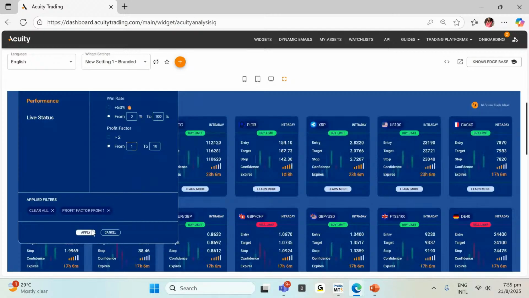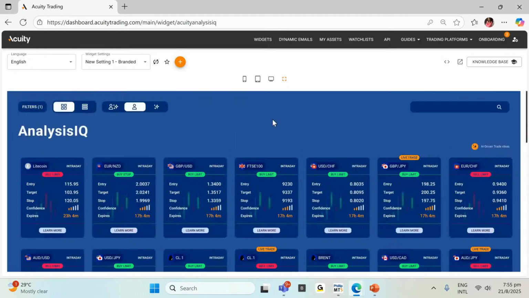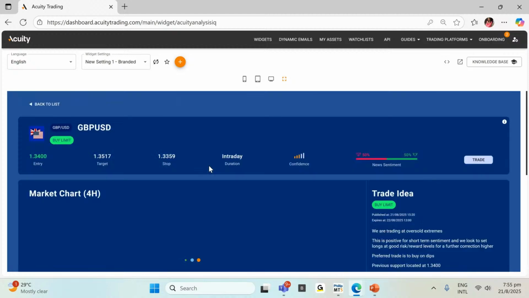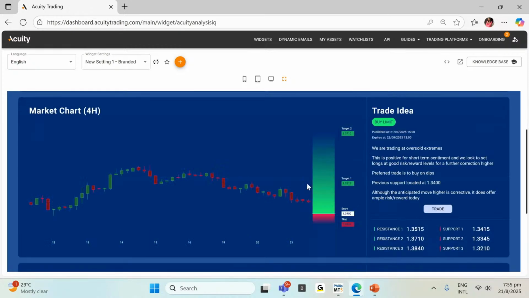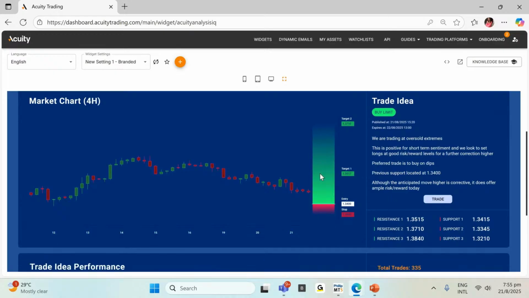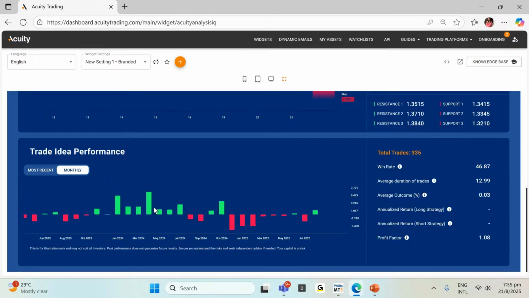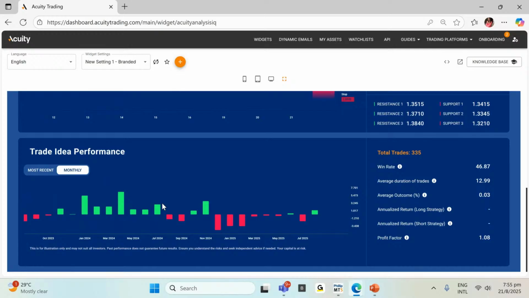So these are all the trade signals that have been profitable in the past. Let's say I go into pound dollar. This is currently a trade idea that has been published by them just very recently, and you can see right here the historical performance of all these trades. Every bar that you see is the performance for one month. You can see at a certain month the profit factor was 4.17. There were a total of 8 trades, and a win rate of 62.5%. And there are a few months that are in the negative.